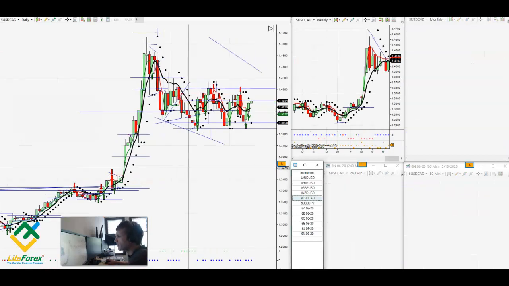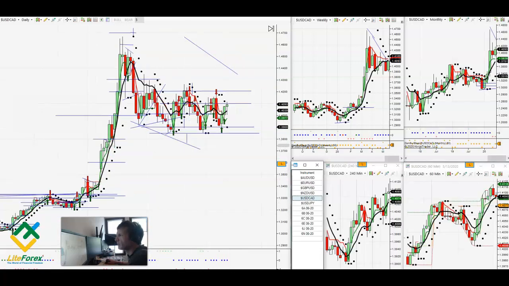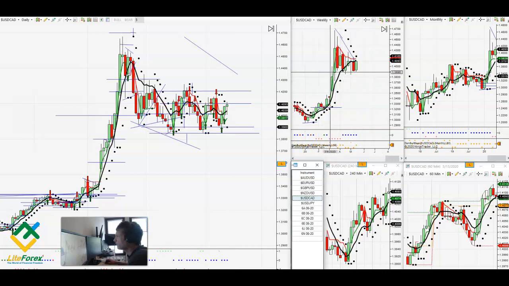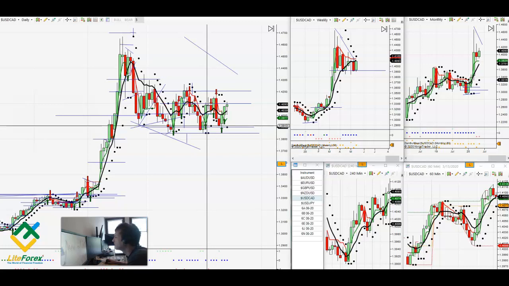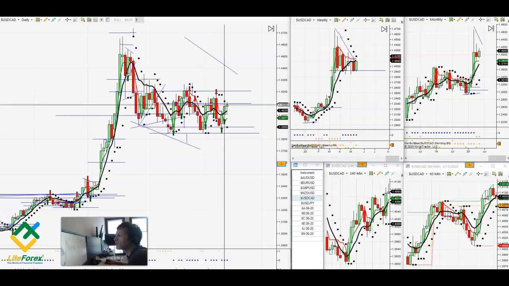Okay, on to the USDCAD, another one. Look how choppy this is. So in trading, the trend is your friend, and when it's choppy, there's no trend. So it's dangerous to take a position because we're just whipsawing back and forth.